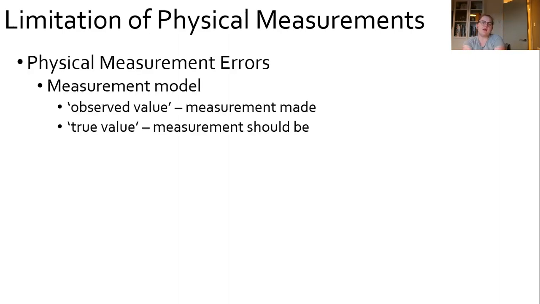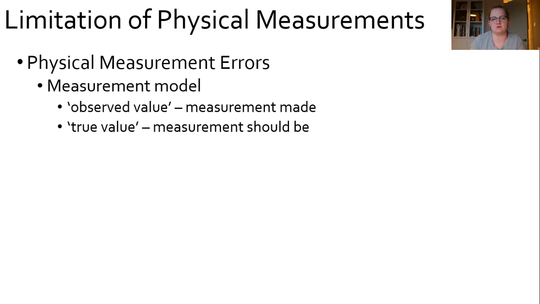So we have limitation of physical measurements, and what happens here is we're going to look at physical measurement errors, and we have something called a measurement model. And what we have here is the observed value, so that is a measurement you've made. So for example, you've gone and you've measured the first ionization energy of nitrogen, and that would be your observed value. We would also have a true value, which is what the measurement should be. And because this is an experiment that's already been done before, we can compare the two values. We know what our measurement is, and we know what it should be, and they might not match.